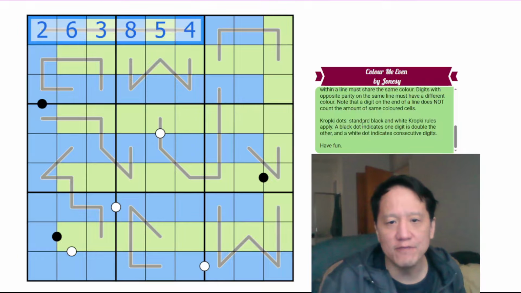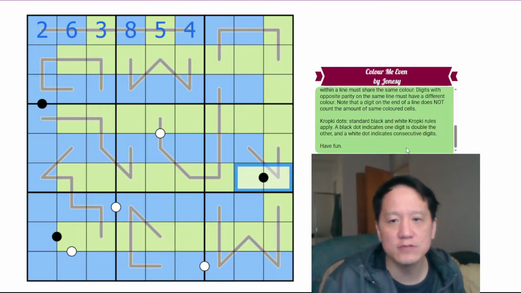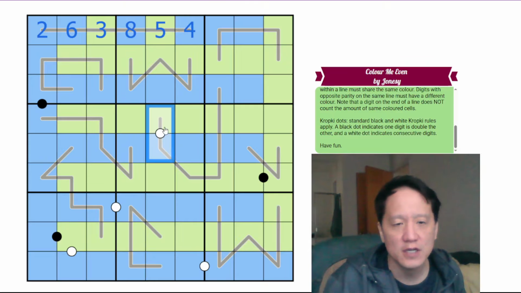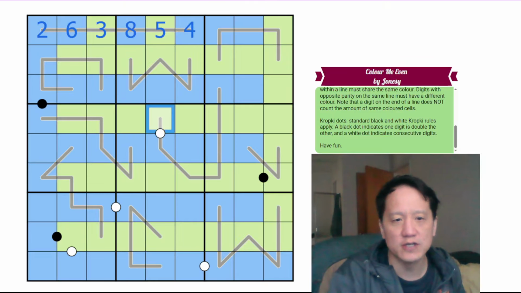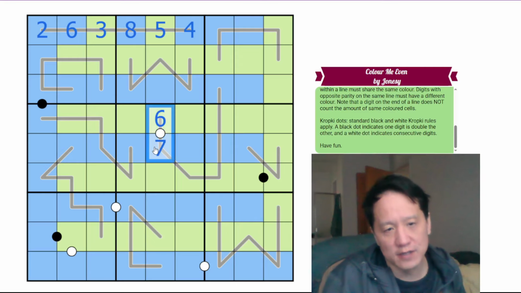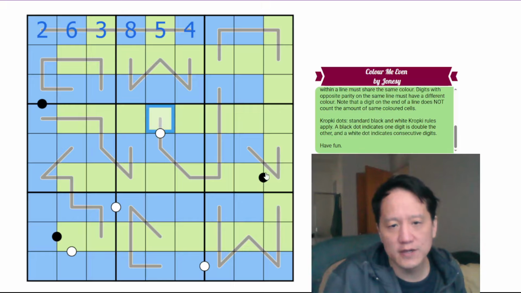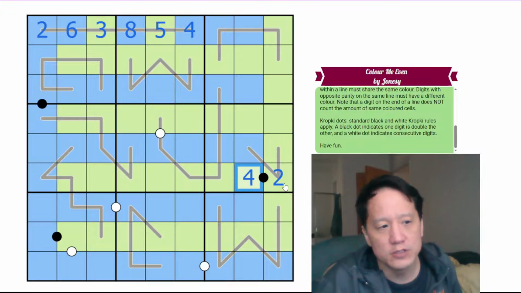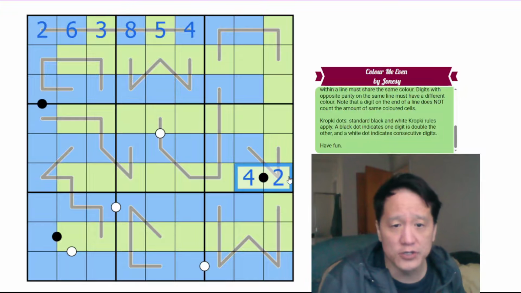We also have Kropki dots, where standard black and white Kropki rules apply. A black dot indicates one digit is double the other, and a white dot indicates consecutive digits. So, for example, if this were a 6, this would have to be a 5 or a 7 to be consecutive with it. And say this was a 2, this would have to be 1 or 4 to maintain the 1-to-2 ratio between them.